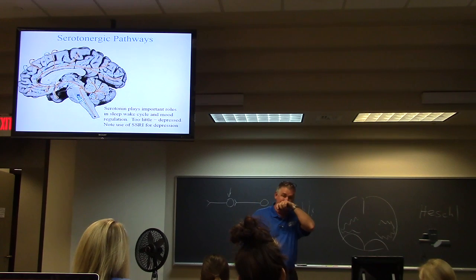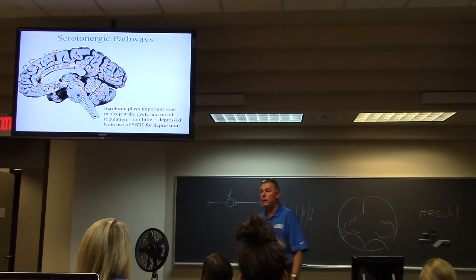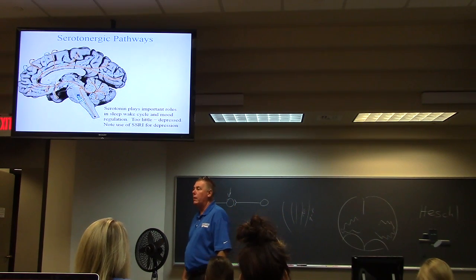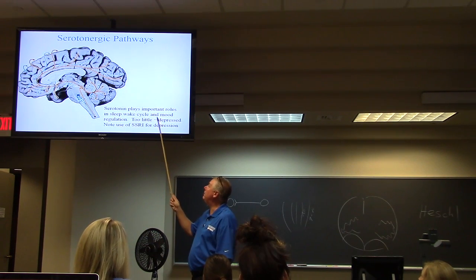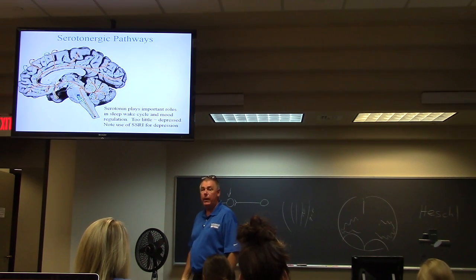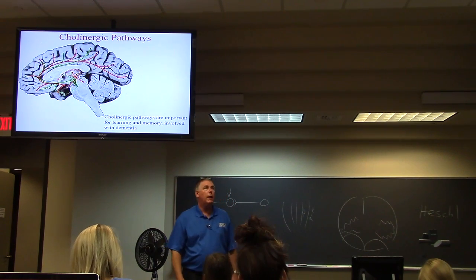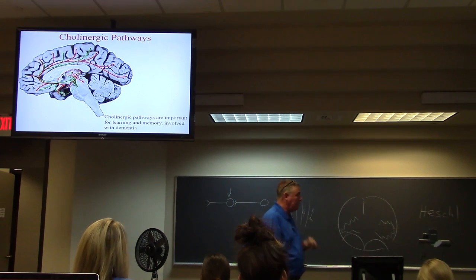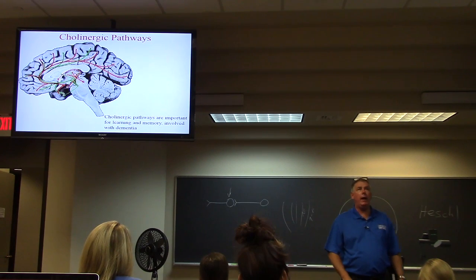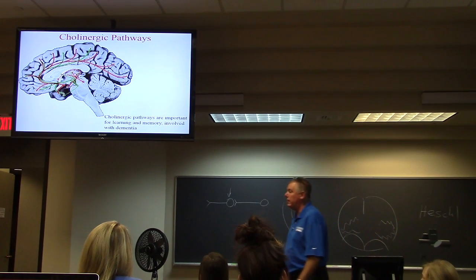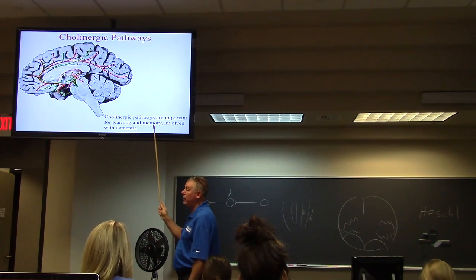Serotonergic pathways: the big deal about serotonergic pathways is their involvement in mood. And we talked about SSRIs, about increasing the amount of serotonin in the brain as a treatment for depression. And finally, cholinergic pathways: acetylcholine is a huge player in the cortex, particularly in terms of learning and memory.